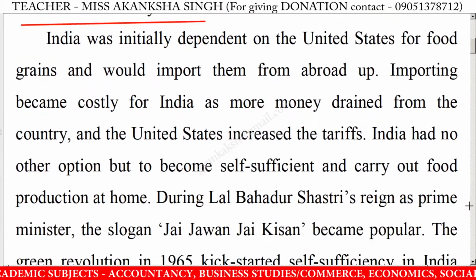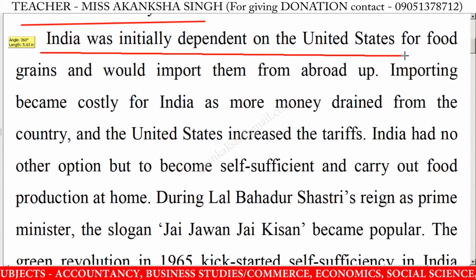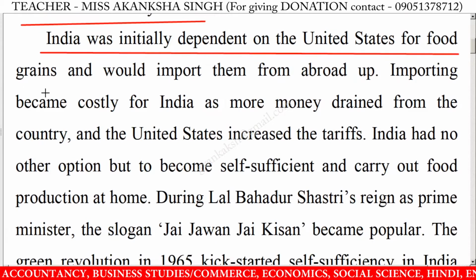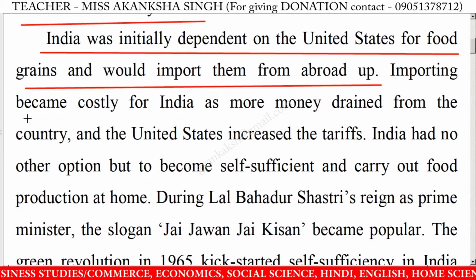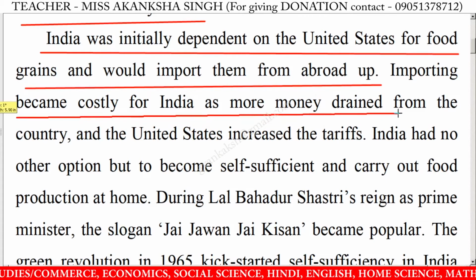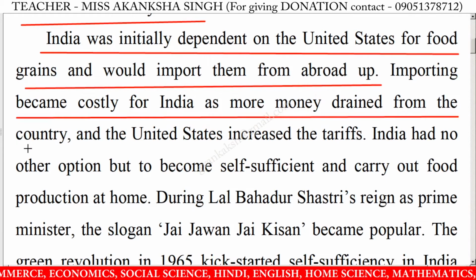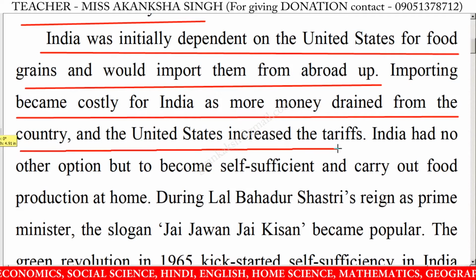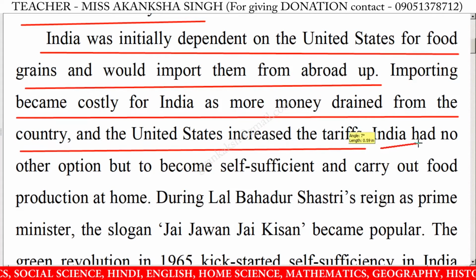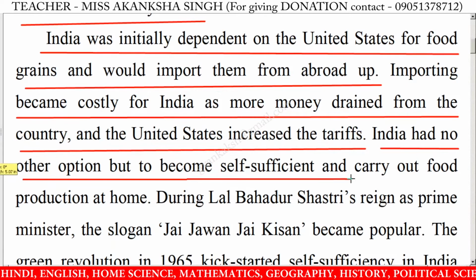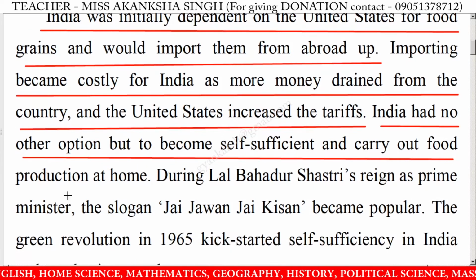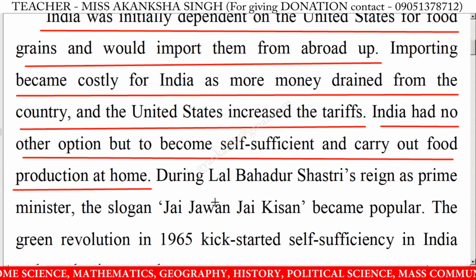India was initially dependent on the United States for food grains and would import them from abroad. Importing became costly for India as more money drained from the country and the United States increased the tariffs. India had no other option but to become self-sufficient and carry out food production at home.